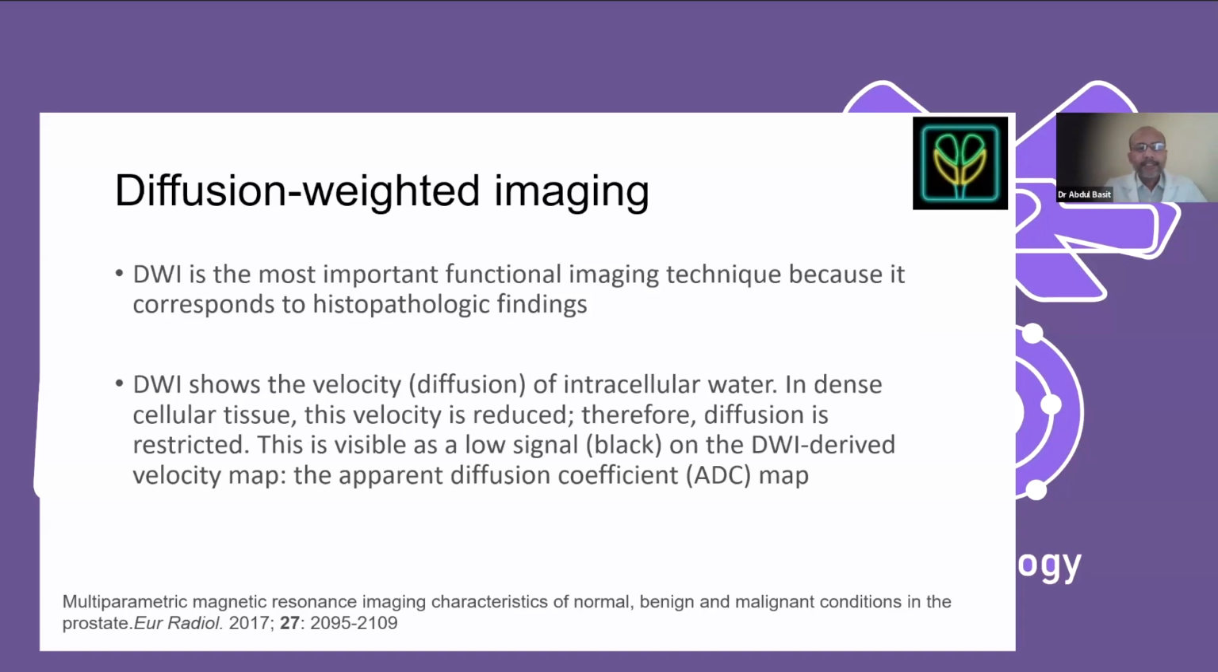So diffusion weighted imaging is the most important functional imaging technique because it corresponds very well to the histopathologic findings. In the DWI sequence, the velocity or the diffusion of the intracellular water is shown well. In dense cellular tissue, the velocity is reduced and therefore the diffusion is termed restricted. This is visible as a low signal or a black signal on the DWI-derived velocity map and the apparent diffusion coefficient map, which is commonly referred to as the ADC map.